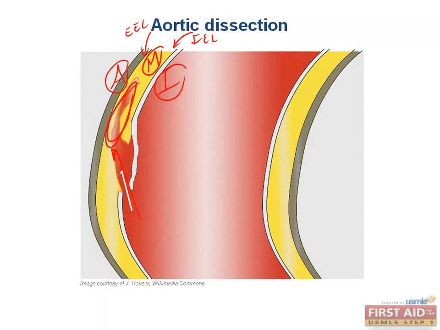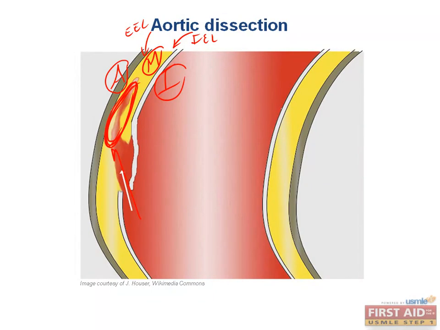It is not a true lumen because, number one, it's obviously a tear through the intima into the media, and it doesn't go anywhere. It just accumulates blood within this area of the vessel wall. You need to watch out for this in hypertensive patients, particularly poorly controlled ones, because hypertension eventually damages the vasa vasorum that supplies the tunica media.